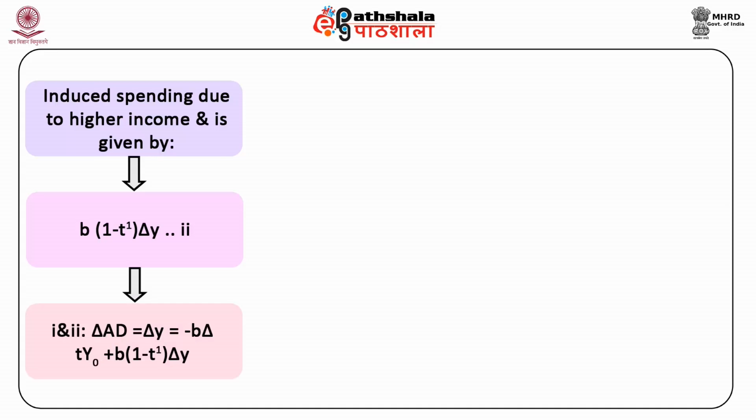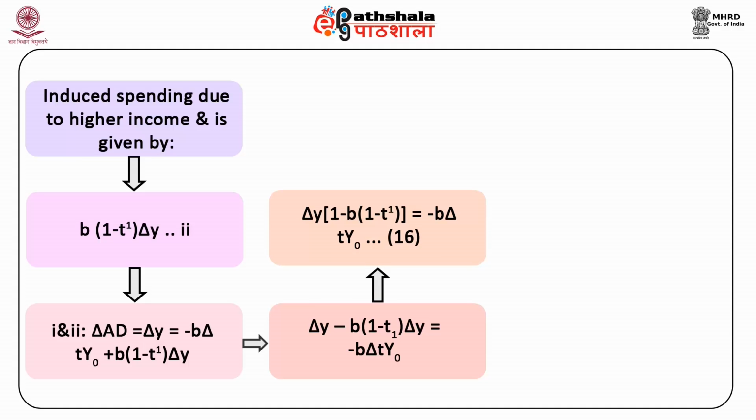Thus, 1 and 2 give change in AD = change in Y = minus B into change in t into Y naught + B(1 - t') into change in Y, or change in Y - B(1 - t') into change in Y = minus B into change in t into Y naught, or change in Y into [1 - B(1 - t')] = minus B into change in t into Y naught.